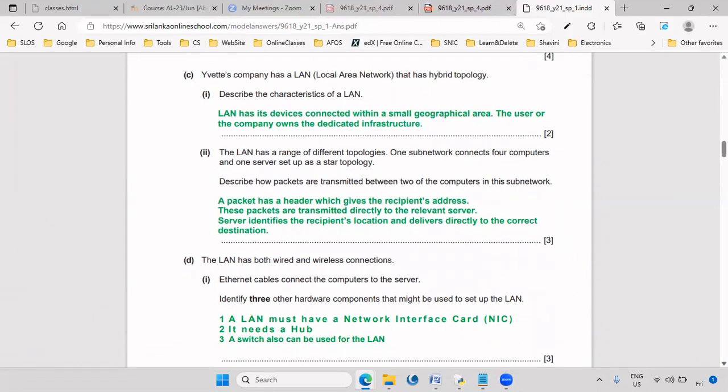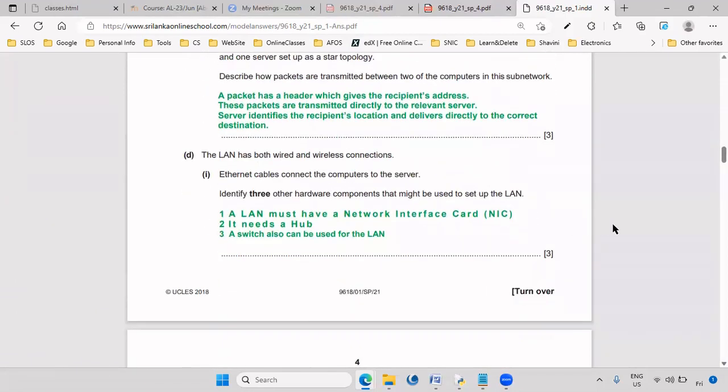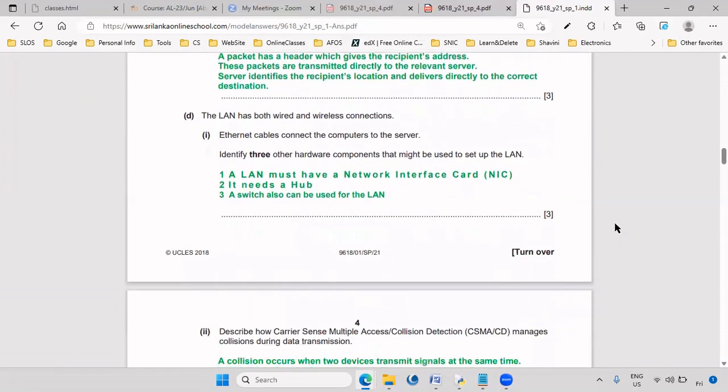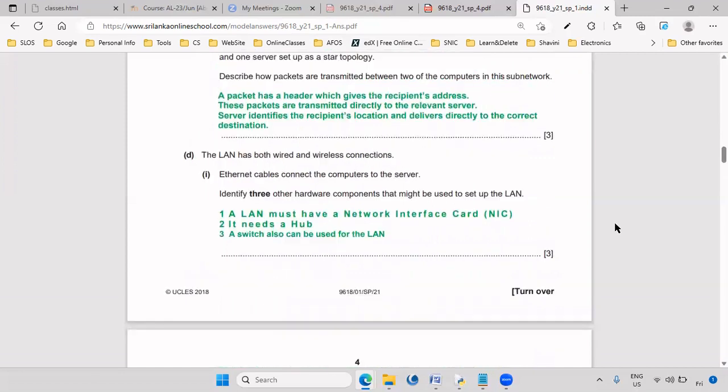The LAN has both wired and wireless connections. Ethernet cables connect the computers to the server. Identify 3 other hardware components that might be used to set up the LAN. A LAN must have a network interface card, NIC. It needs a hub. A switch also can be used for the LAN.